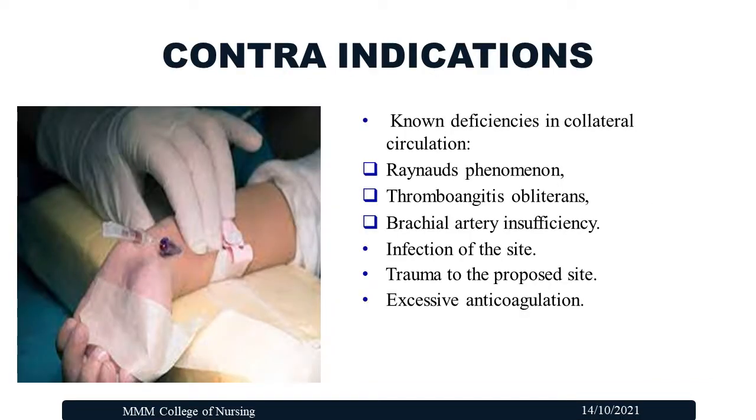What are the contraindications? The contraindications are due to collateral circulation, Raynaud's phenomena, conditions in which some areas of the body feel numbness, cool in certain circumstances, and also thromboangiitis obliterans. Because of this condition, smoking related conditions, it results in blood clot formations in small and medium sized arteries and less commonly veins, and brachial artery insufficiency, and the infection of the site, the patient having trauma to the proposed site, and the patient taking anticoagulants.